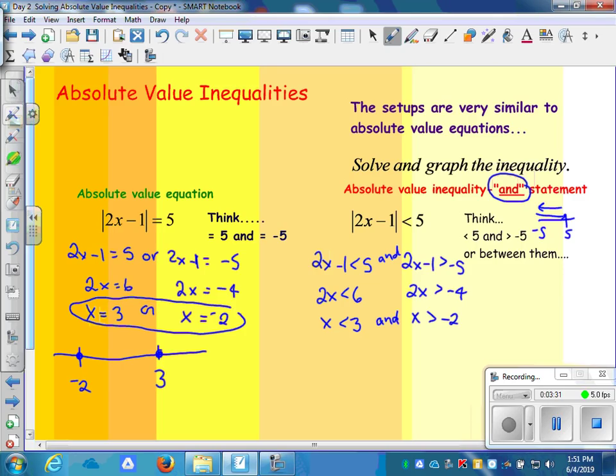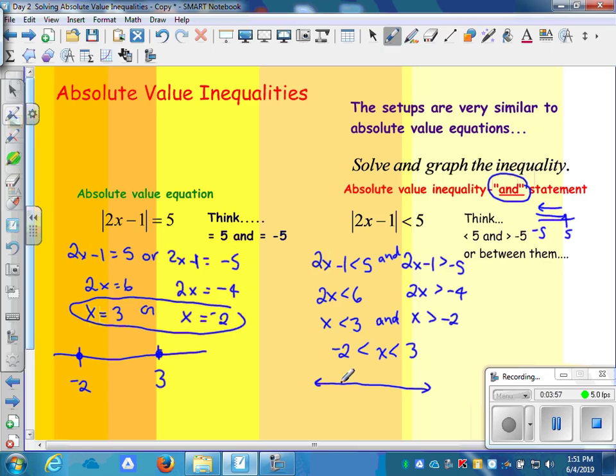Now when you write an and statement, you're going to write these together as one compound inequality, so what you do is you put the x in the center. On the left side we have x less than 3, so that means x is smaller than 3, but x is greater than negative 2. So notice I'm writing the numbers from the smallest value up to the largest with x in between. And statements are in between the two values.